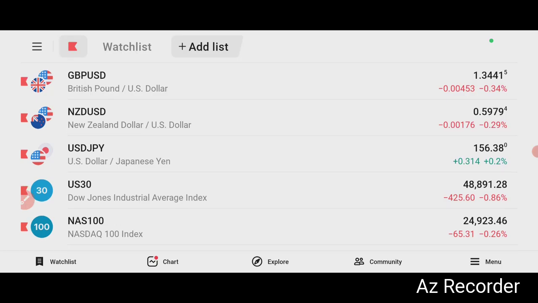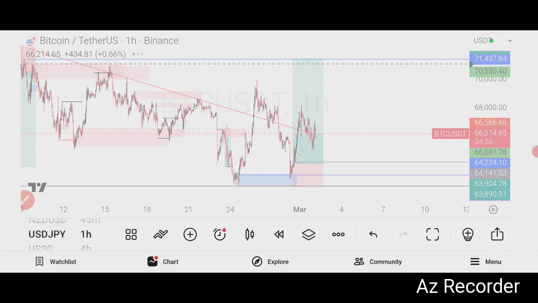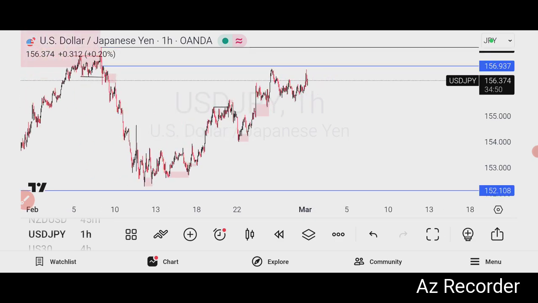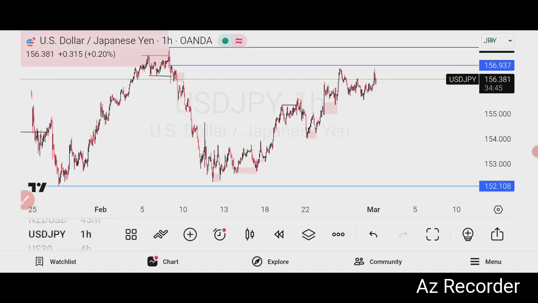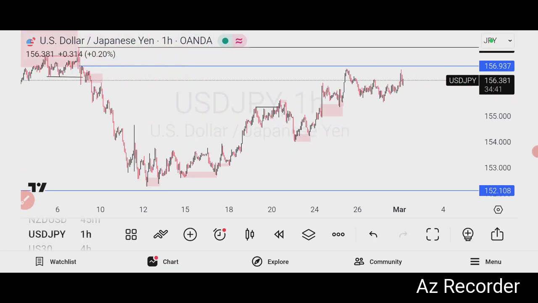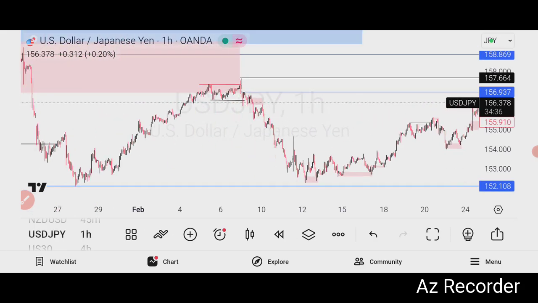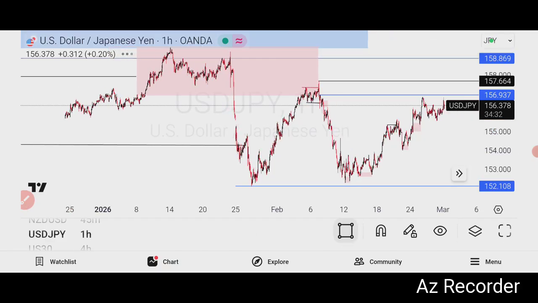Let me check USDJPY. For this, I'm not going to be explaining too much again. I will just explain what I'm expecting. I believe you understand if I just explain what I'm expecting. So for this, where do we have this thing?